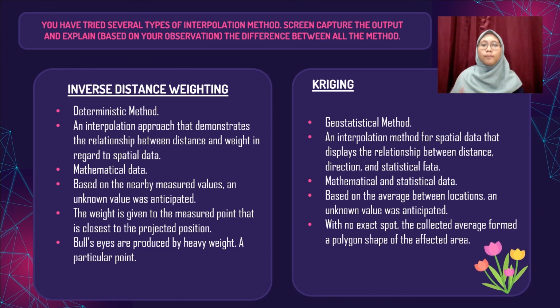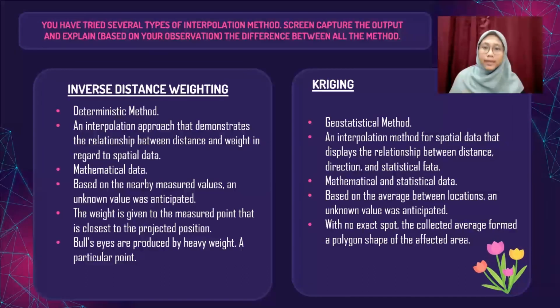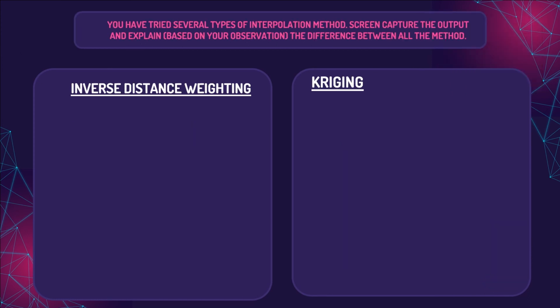And kriging is a geostatistical method, and it is an interpolation method for spatial data that displays the relationship between distance, duration, and statistical data. And mathematical and statistical data is used for kriging, and based on the average between the locations, an unknown value is anticipated, and with no exact point, the collected average forms a polygon shape of the affected areas.